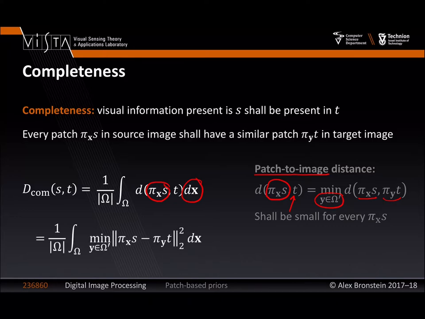Let's write it explicitly. Let's say I use the L2 norm squared to measure the distances between patches, so this will be just the integral over all x, of the minimum over y in Ω' of the Euclidean norm squared between π_x^S and π_y^T. I should be writing L2 squared on my patch, okay?